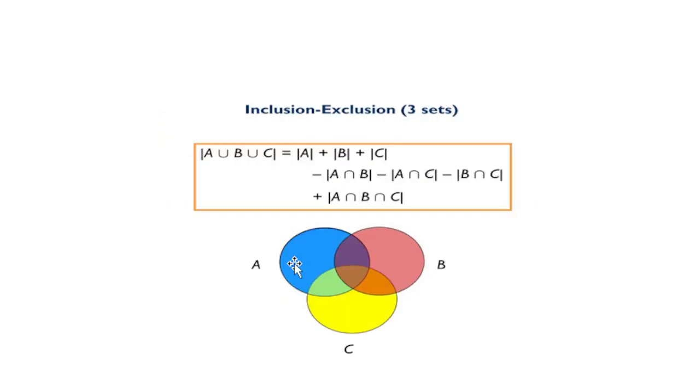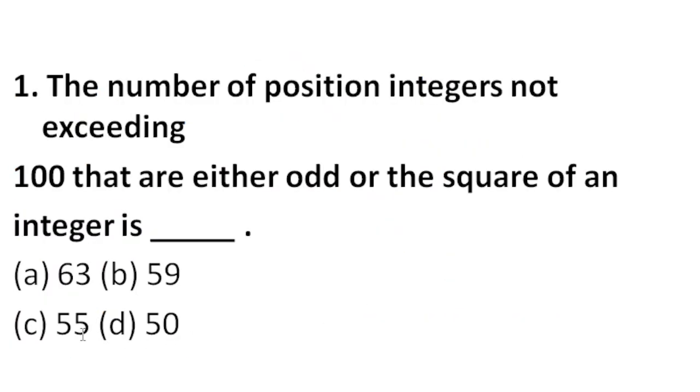Next, one more equation we have: if we consider three sets, we have to use this formula, that is number of elements in A plus number of elements in B plus number of elements in C, minus A intersection B, minus A intersection C, minus B intersection C, plus A intersection B intersection C. This formula is also very important. You should study these two equations for the questions coming from the principle of inclusion and exclusion. So the first question answer is 55. That is option C.